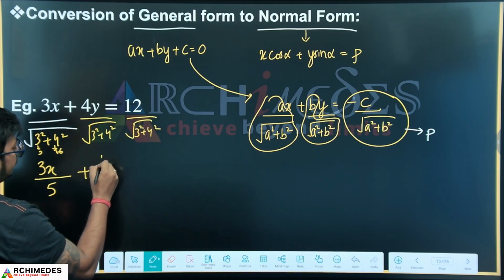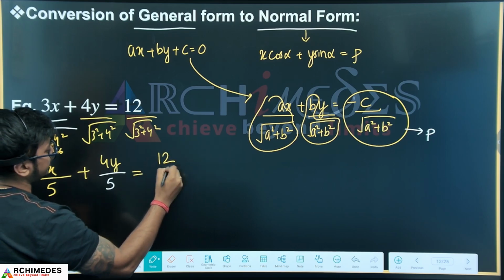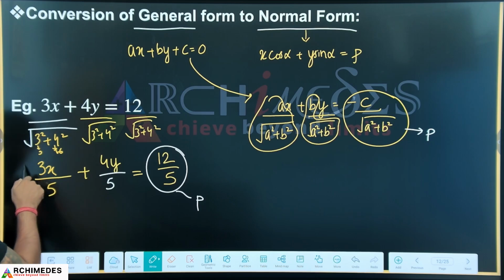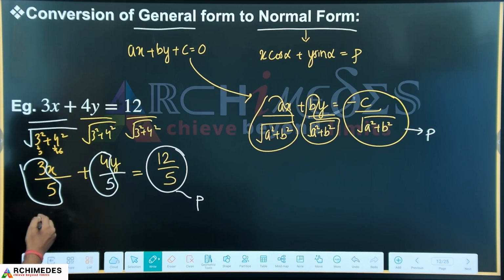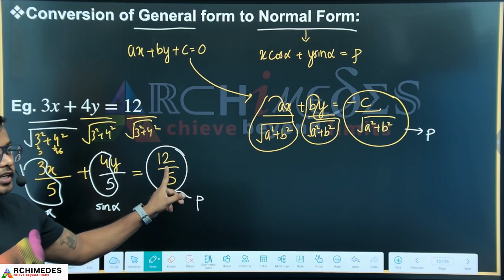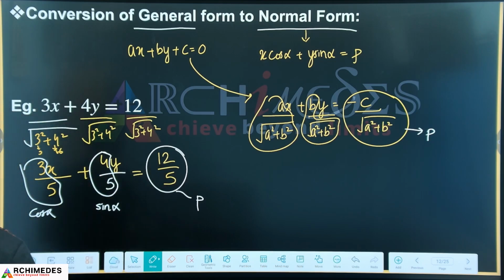And here 4y by 5, and here 12 by 5. So this is your p. In this way we'll convert. And this is your cos alpha and this is your sin alpha. So copy this. This is actually the cos alpha and this is the sin alpha, but this is your p. Sometimes if it is negative, you have to take it as positive. So copy this. Last concepts, all concepts I have already explained. Clear? So now next we'll do the sums only.